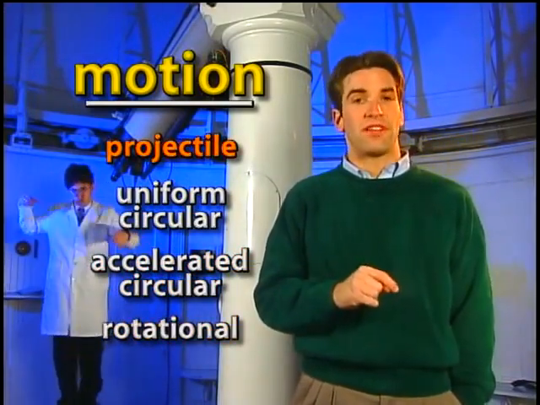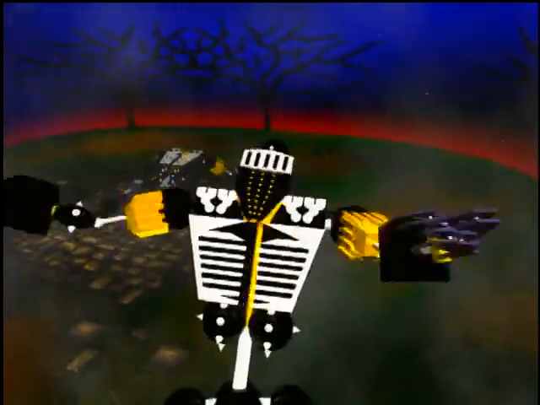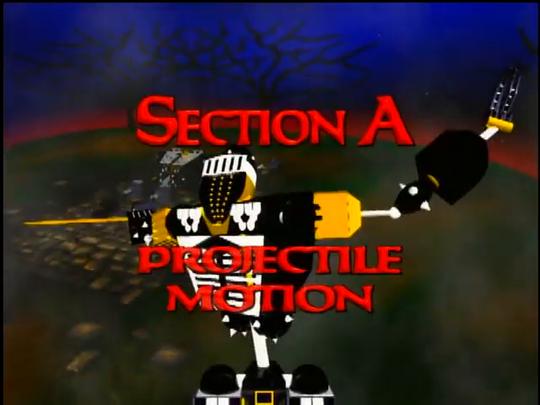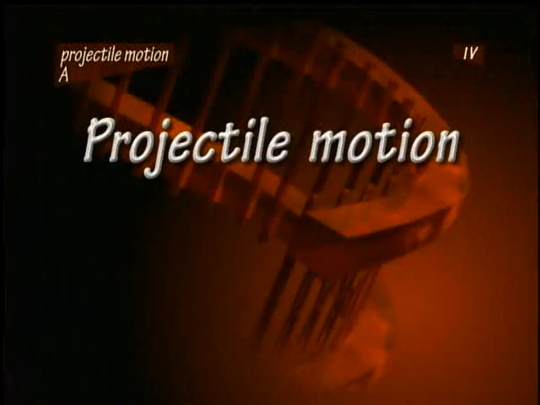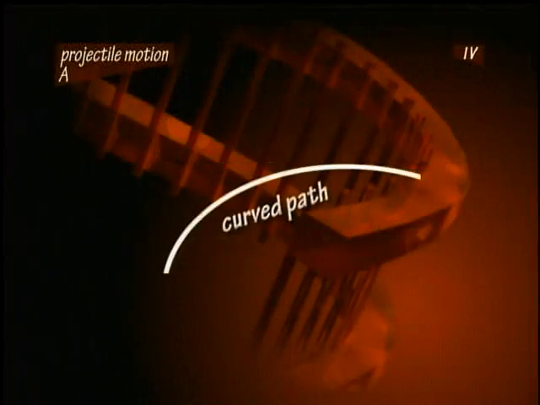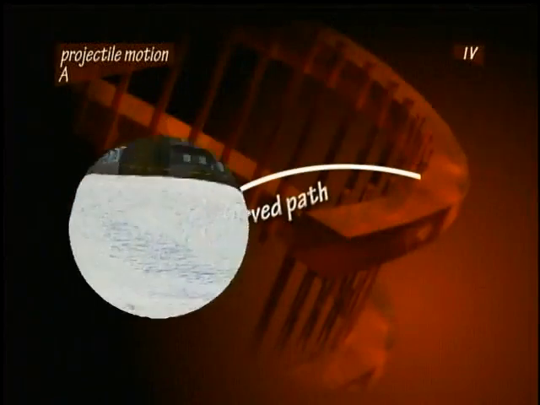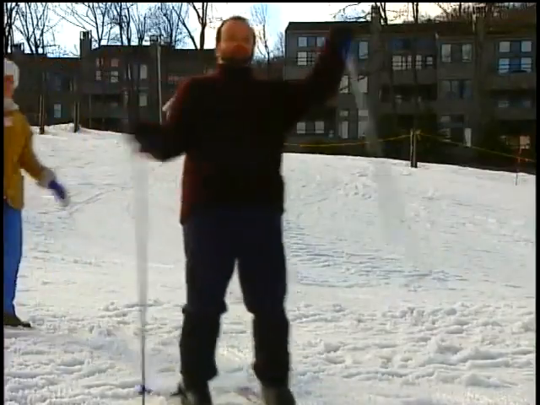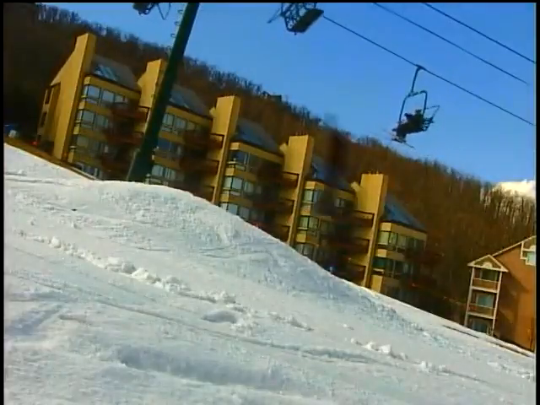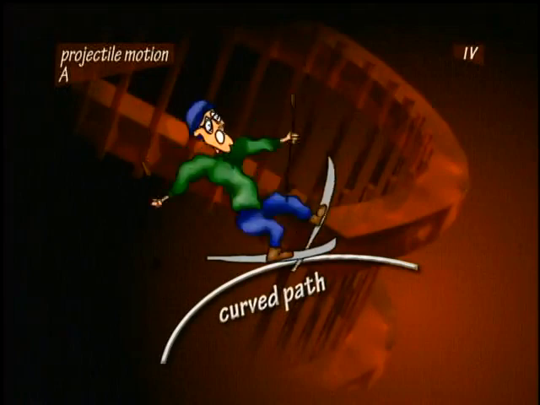First, let's turn to projectile motion. Section A, projectile motion. Projectile motion is when an object is tossed into the air. Its flight follows a curved path, like if you push someone who's on skis and he goes over a huge jump. You can diagram his flight path like this.